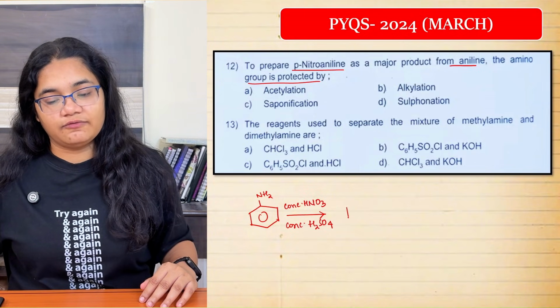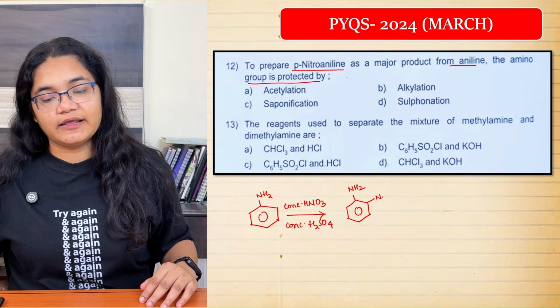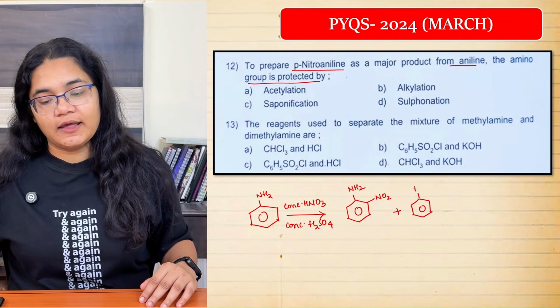Now if you do nitration, what will happen? Here we will have NH2, and we have observed that we will get all the 3 products. You will get ortho product, and you will also get meta product, and you will also get the para product.